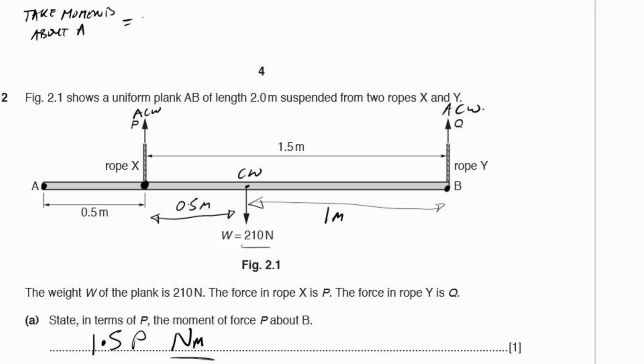So what does that tell me? Well, let's look at the clockwise moment. The clockwise moment is 210 newtons multiplied by 1 meter, which is how far it is away from A, and that gives me 210 newton meters. So my clockwise moment is 210. My anti-clockwise moments over here are from P, and we worked out P is 140 newtons upwards in this direction. I nearly said 140 newton meters. Of course not, it's 140 newtons. Well, let's look at P first. It's 140 times 0.5 meters.